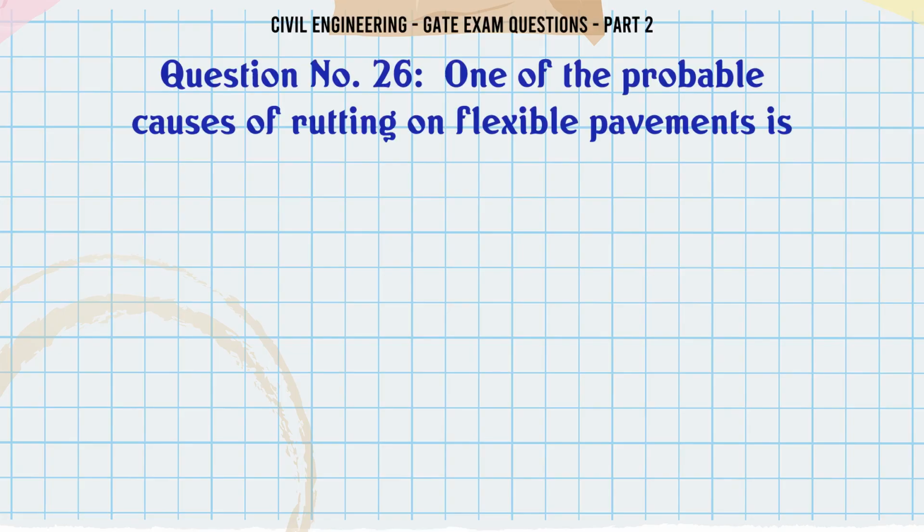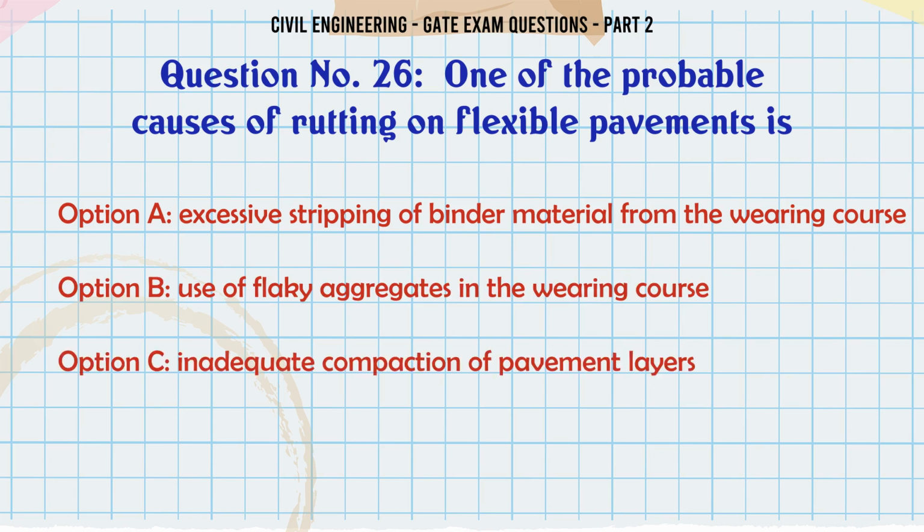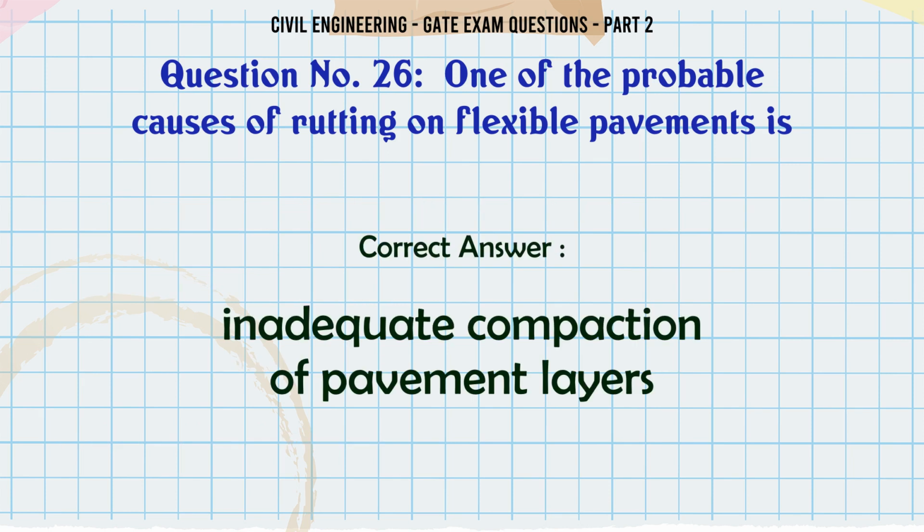One of the probable causes of rutting on flexible pavements is: A. Excessive stripping of binder material from the wearing course. B. Use of flaky aggregates in the wearing course. C. Inadequate compaction of pavement layers. D. High wind speeds. The correct answer is inadequate compaction of pavement layers.